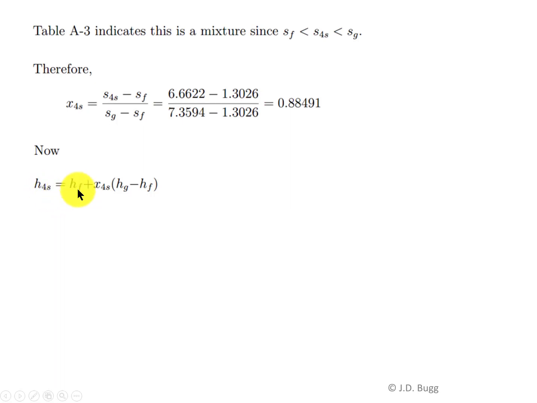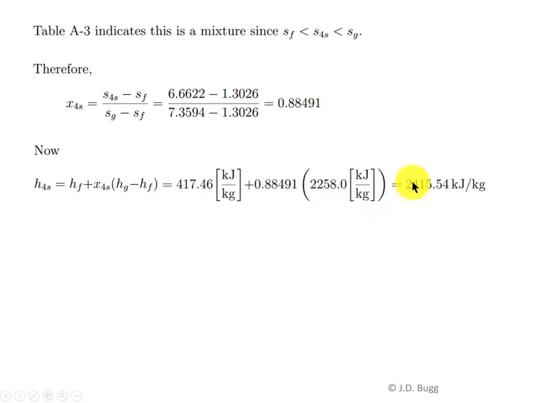Now we can use that quality to get the enthalpy at the exit. So h4s will be hf plus x4s times hg minus hf. And so what that works out to is 2415.54 kilojoules per kilogram. So we've been able to get the enthalpy at the exit of the isentropic nozzle because we had that extra property at the exit, the entropy. So now we can go back and solve for the velocity at the exit of the isentropic nozzle.